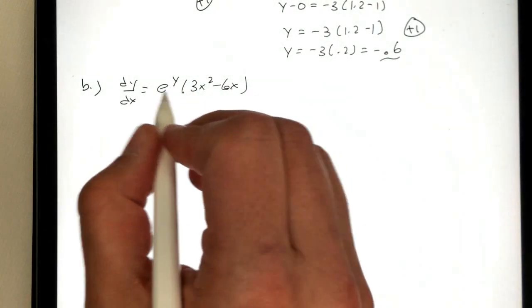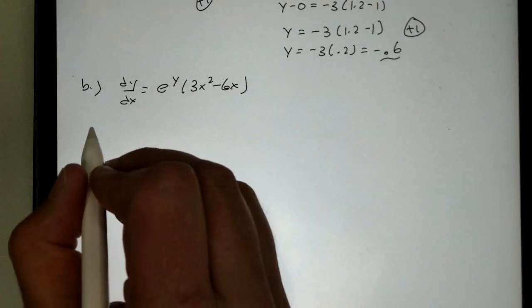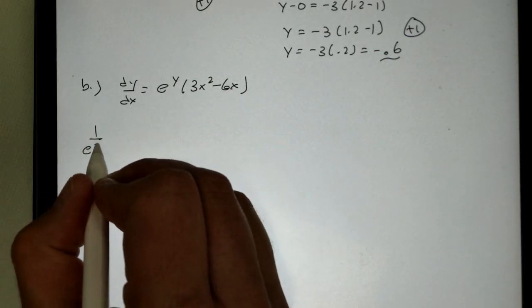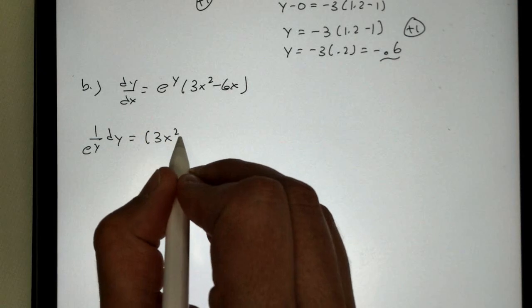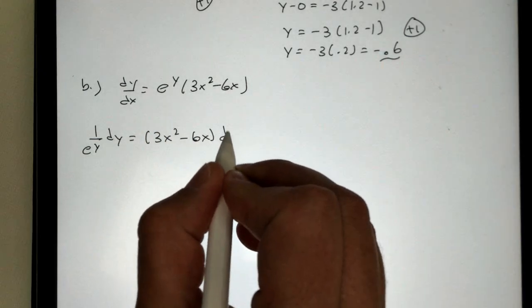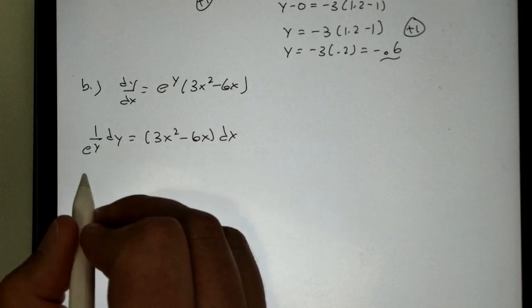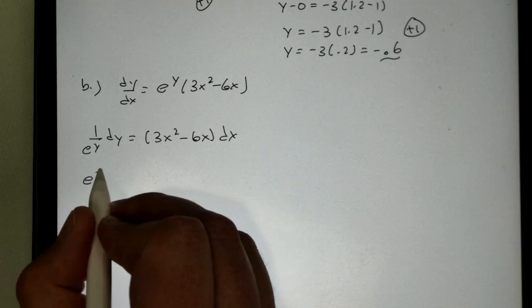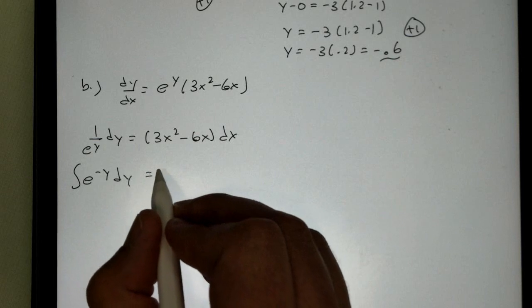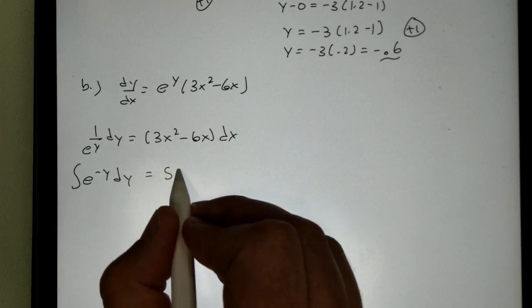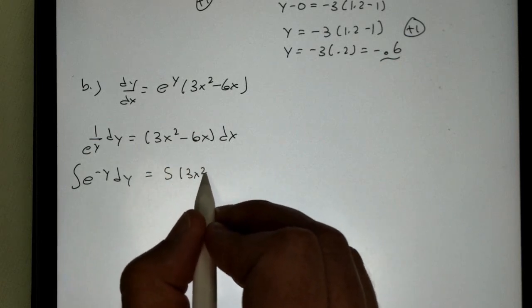To do that, I have to separate my variables. I'm going to bring over the e to the y, dy, and over here I'm going to be left with this 3x squared minus 6x dx. When I integrate this, though, I'm going to rewrite this as negative e to the negative y dy. This way I don't want to make it natural log. Be careful. You're going to want to make everything natural log. We talked about that before.